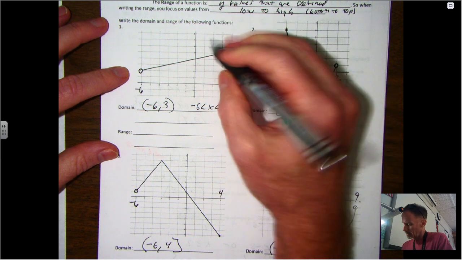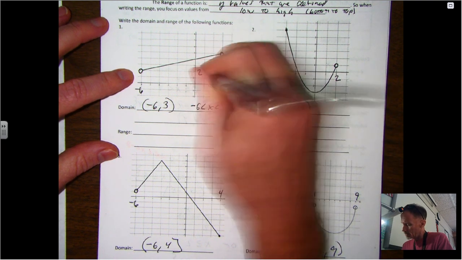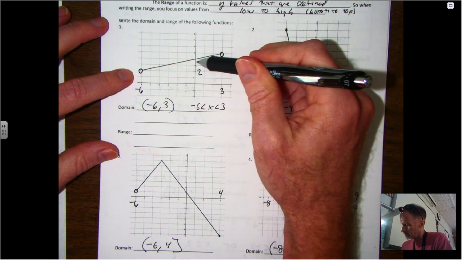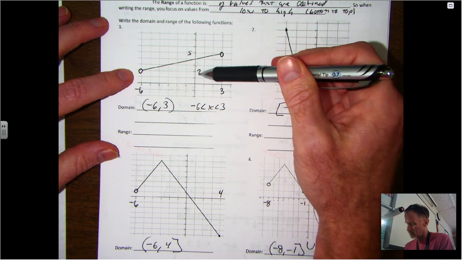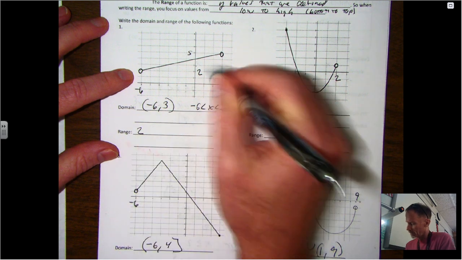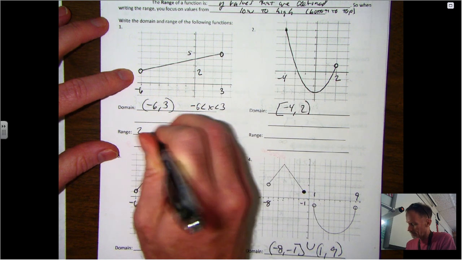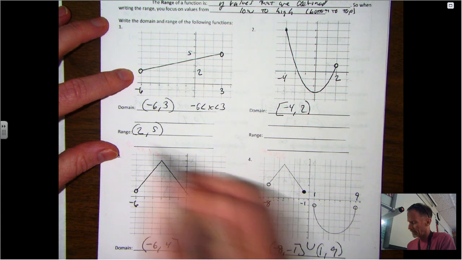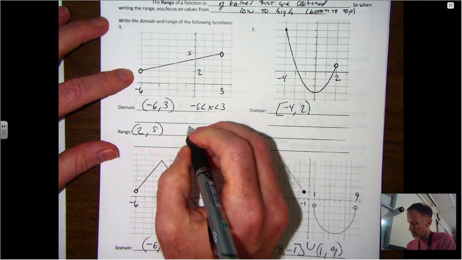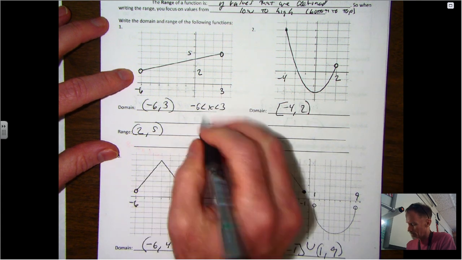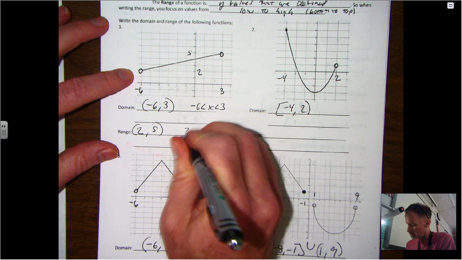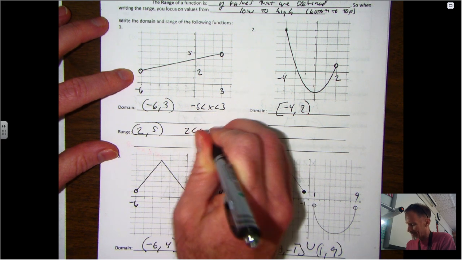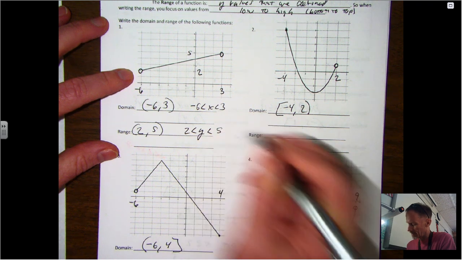Okay? So in this, and going back to number 1 again, this line here is at 2, and this line here is at 5. So from low to high, it goes from 2 up to 5. And again, both of them are open, so open circles on both of those. If we are doing inequality notation, and I said this a minute ago, we do the same thing, it's a sandwich. So 2 is less than y is less than 5.